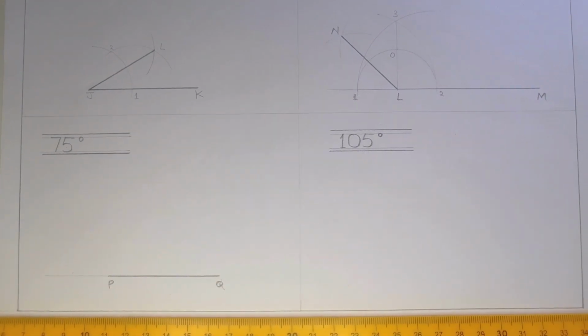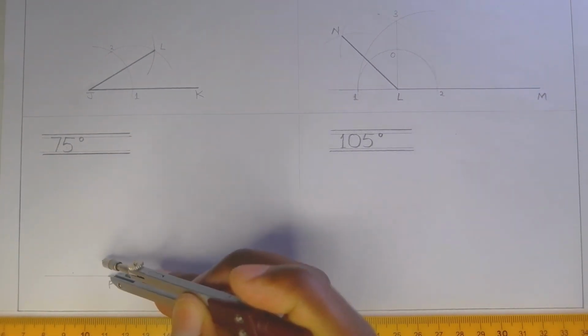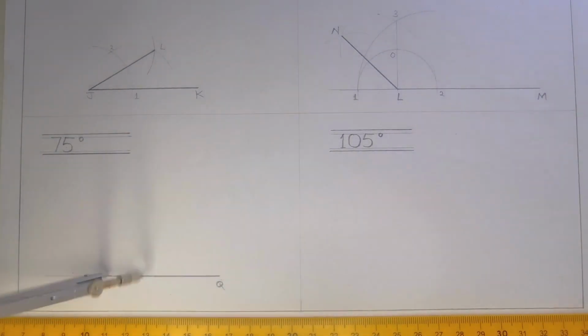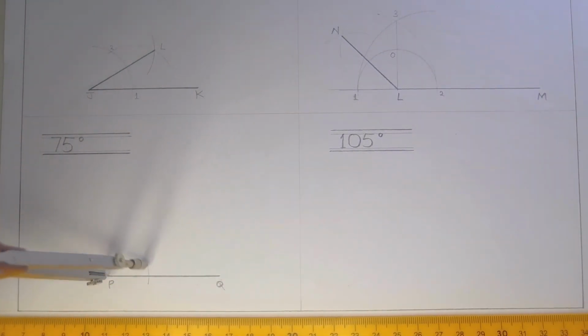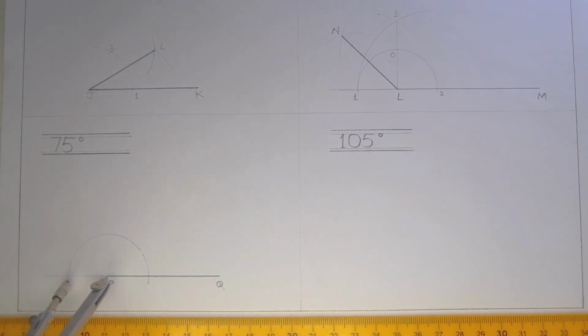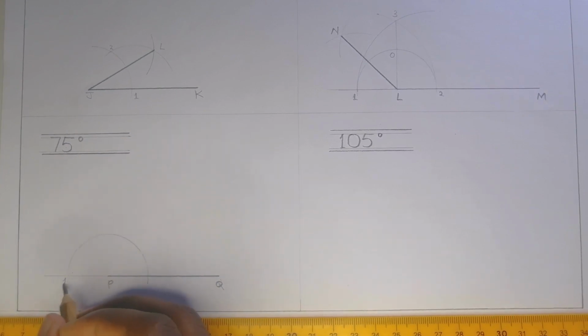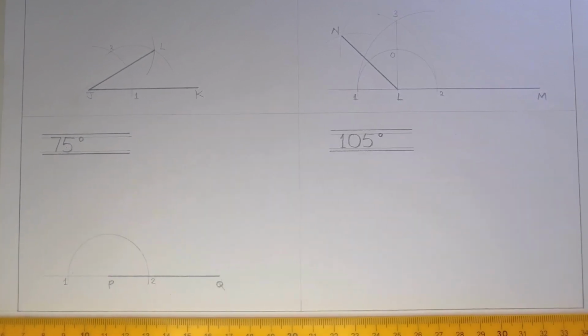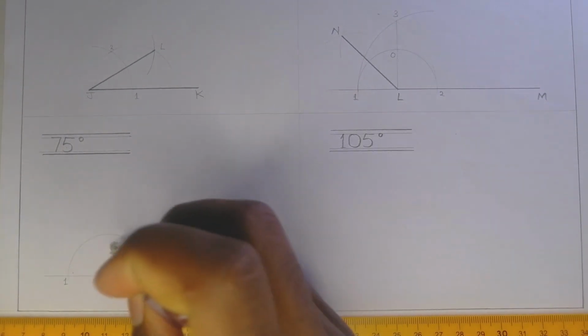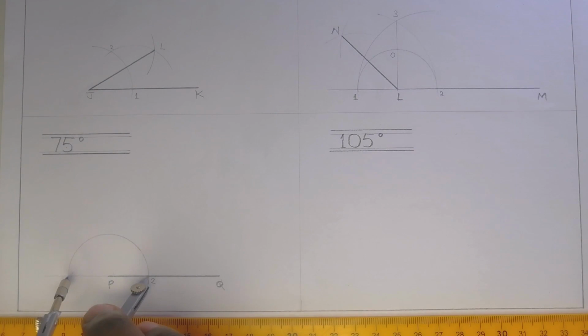So we extend, stand at point P, open our compass to a particular radius, draw an arc. Immediately we draw an arc, you notice we have points 1 and 2. We stand at point 2 and open our compass to point 1.